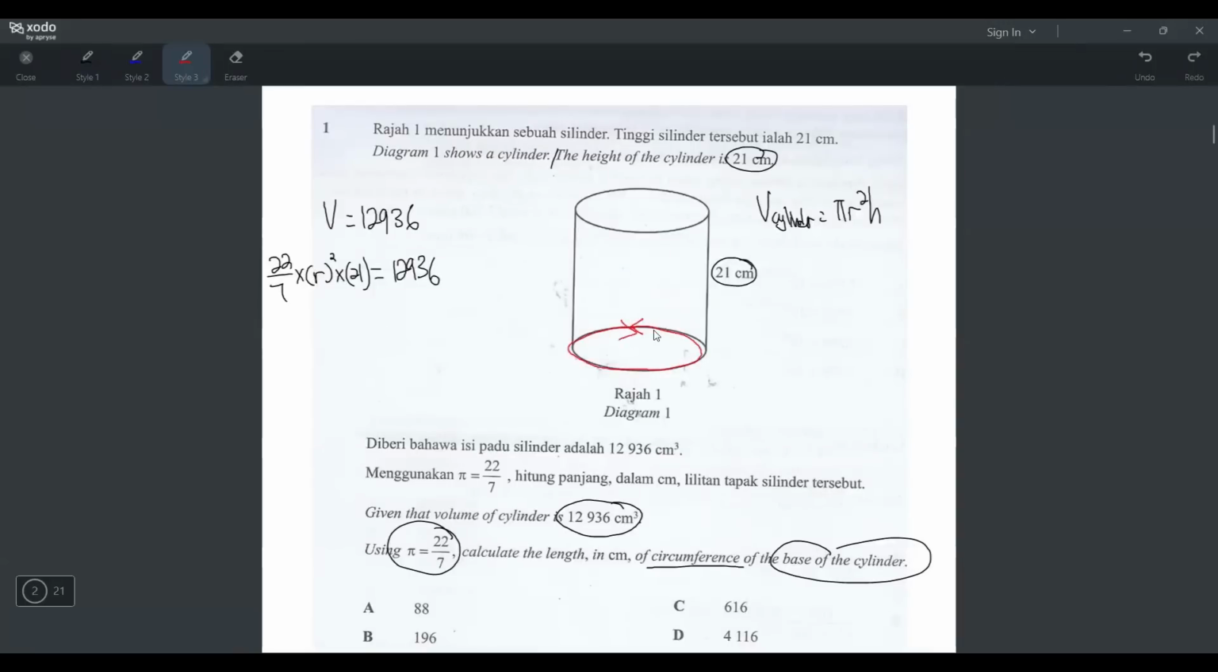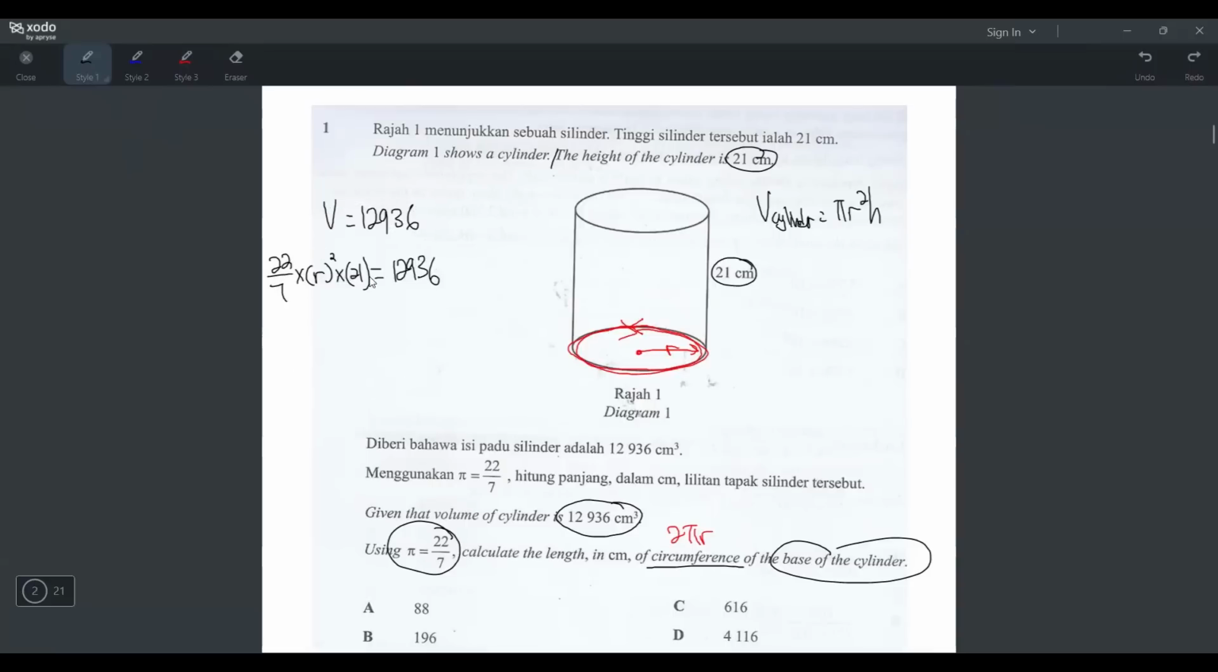What is circumference? It means this, the red color line. This red color line, we call it circumference, right? But in order to find this circumference, you need the radius first. Because the circumference formula is 2 pi r ataupun 2 pi j. So yeah, you still have to do this first, right, to get the radius. Okay, so what I will do now is I will buat yang ni dulu lah.